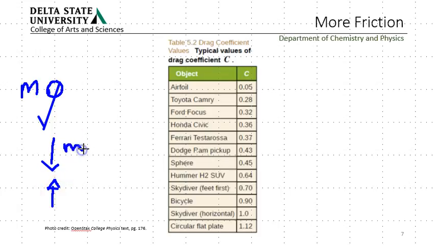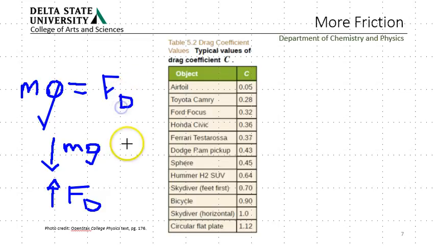So you have mg pushing down, and you have the drag force pushing up, because the drag force is a frictional force, right? Like friction, it's resisting your motion, so it's pushing up. Well, you're going fast enough, you're eventually going to get there, right? When mg equals the drag force, at that point, you've reached what we call terminal velocity.